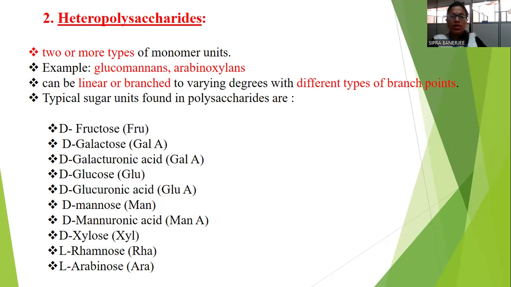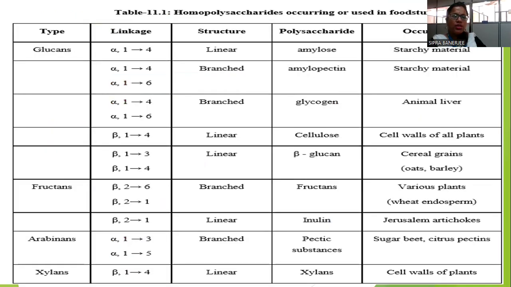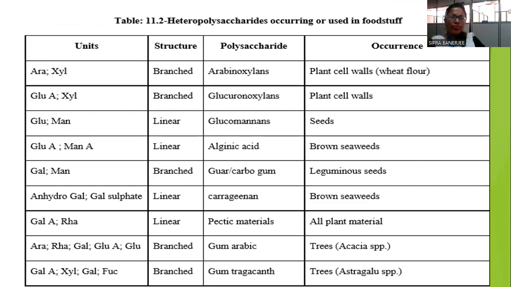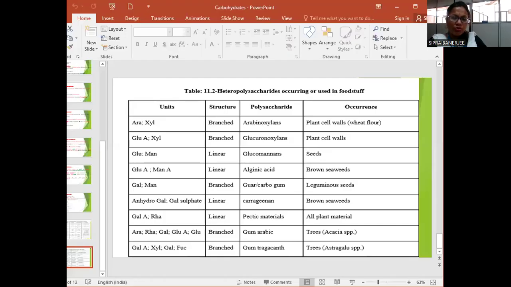D-mannuronic acid, D-xylose, D-rhamnose. So these are examples: glucan, where the linkage you will find is alpha-1; fructan, beta-2,6; arabinans; alpha-1, xylan, beta-1. These are present in amylose and amylopectin, here you can find it. Now heteropolysaccharides like arabinose, glucan, arabinoxylan, xylan. Now I'm ending the slides here and going to another presentation, because that will have more information.